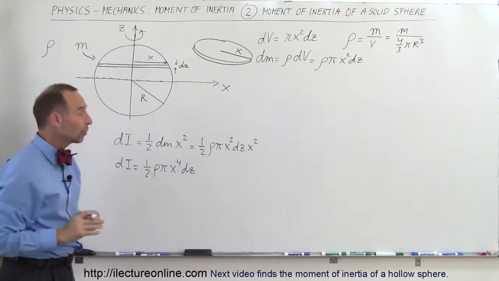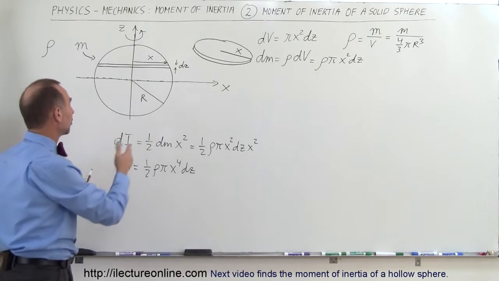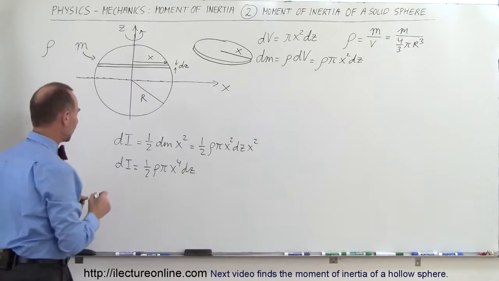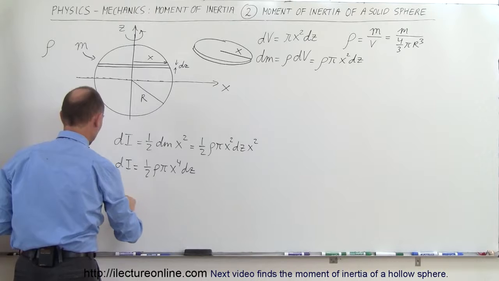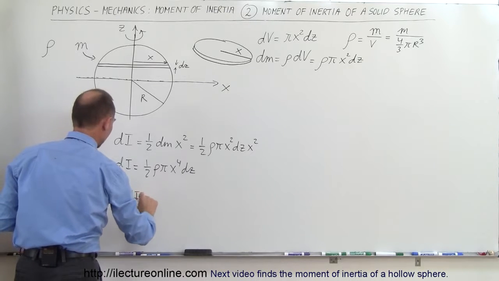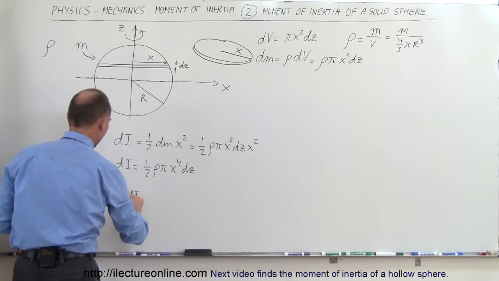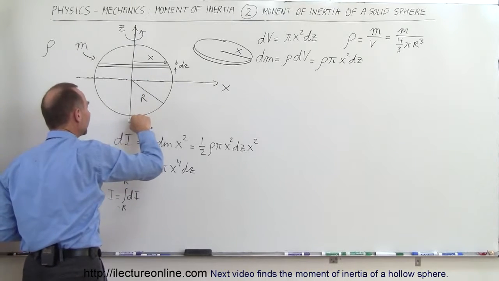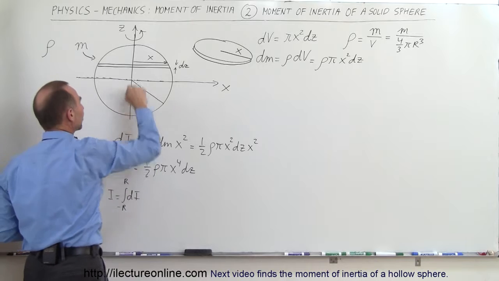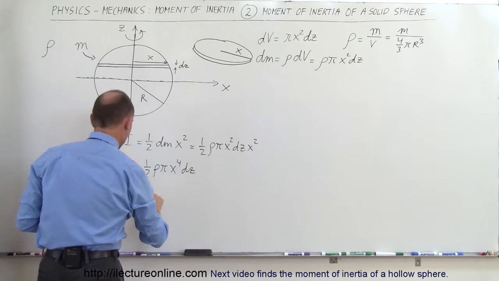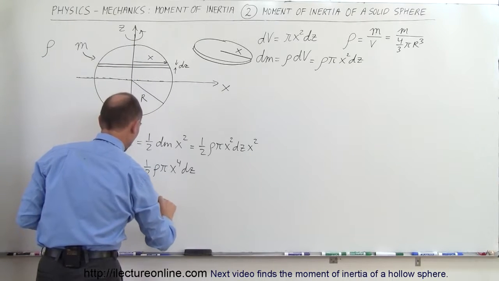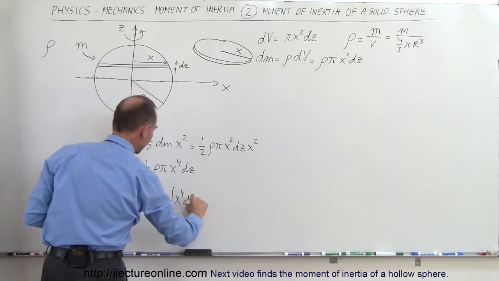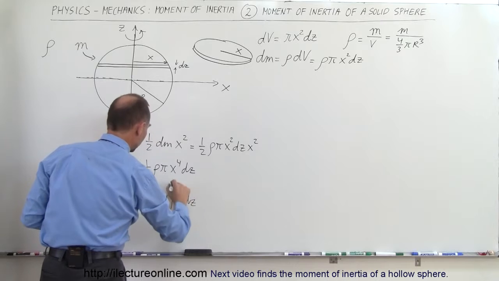If we now want to find the total moment of inertia, we integrate over all the little slices. So I would be equal to all the little di's, from minus r to r, because we're going to integrate across z from this position to that position. That equals 1/2 rho pi times the integral of x to the 4th dz from minus r to r.